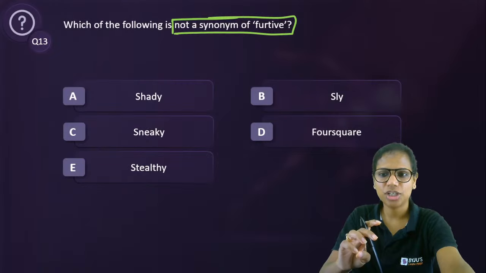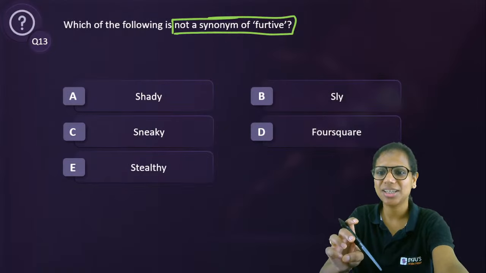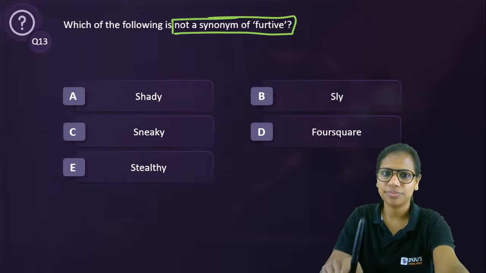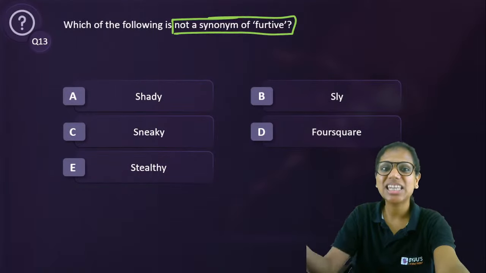Not a synonym of furtive. She threw furtive glances at him. Verb says B. This is a good question. When you glance at someone furtively, will it be a very clear glance? No, it's a very sneaky glance.